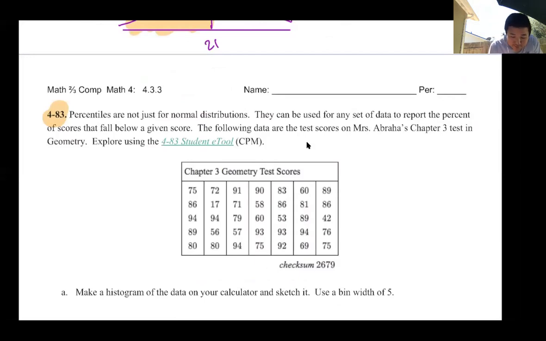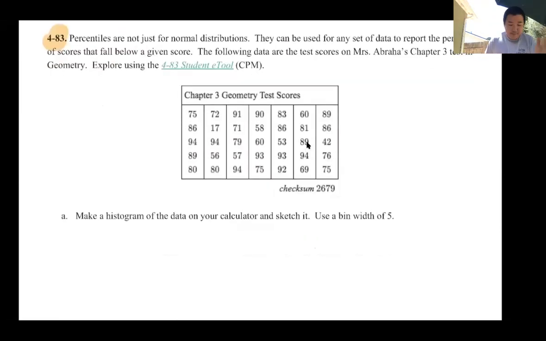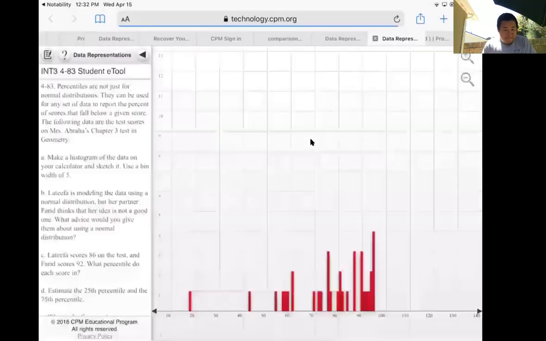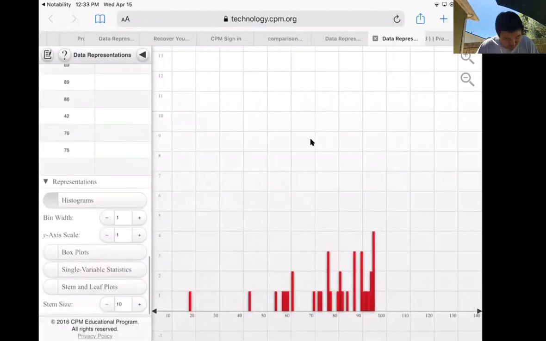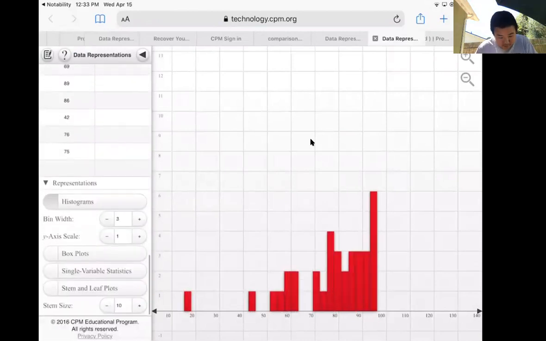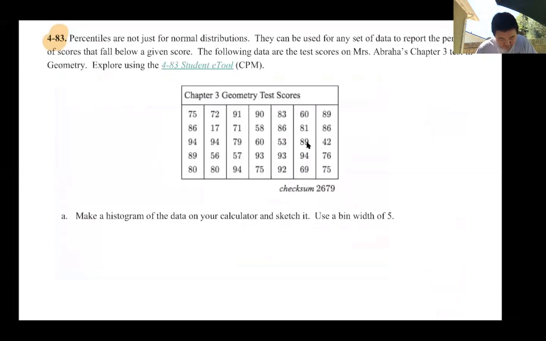Oh man, that's almost my name. Geometry. So make a histogram. Take the student E tool. Make histogram data with bin of 5.